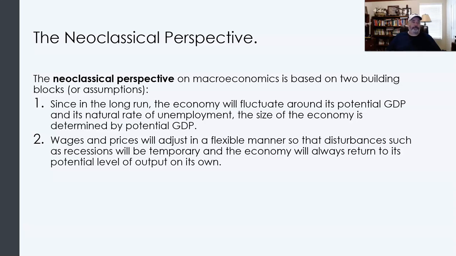That's potential GDP. All right, two building blocks in neoclassical economics. In the long run, the economy will fluctuate around its potential GDP at a natural rate of unemployment. That's the business cycle in the neoclassical system. Okay, and wages and prices do adjust in a flexible manner. In the long run, prices are flexible. Disturbances such as a recession or a recessionary gap or an inflationary gap always eventually return to the potential level of output. And this is true.